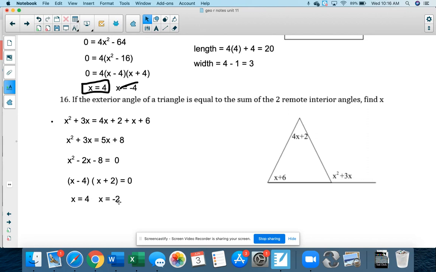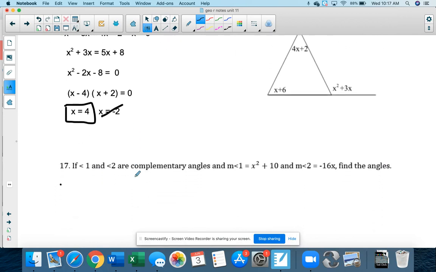Now, quickly checking, if I was to plug in negative 2, it works here, but here it doesn't. 4 times negative 2 is negative 8, and negative 8 plus 2 is negative 6. So you have to make sure that the negative would work in all the problems, and it does not. So my answer is just x equals 4.